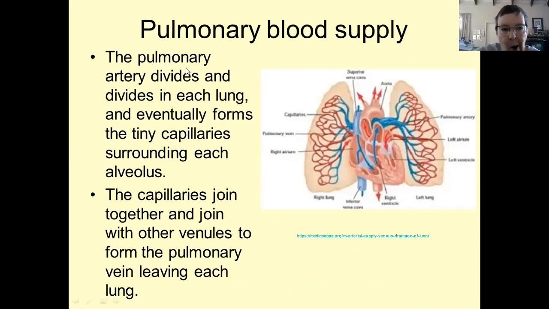The pulmonary artery divides and divides in each lung, as I told you, and eventually forms smaller arterioles, and eventually so tiny that it's a capillary network surrounding an alveolus. And then the capillaries join together and join with other little venules to form the pulmonary vein leaving each lung.